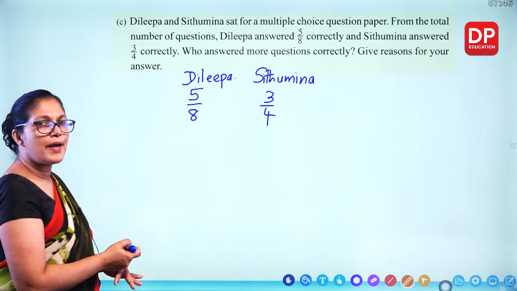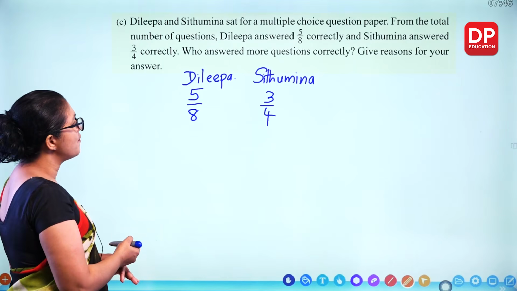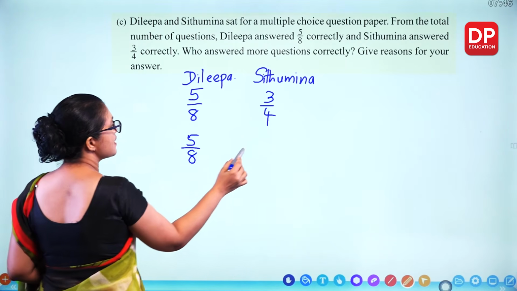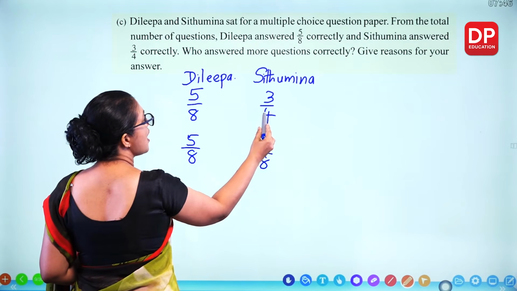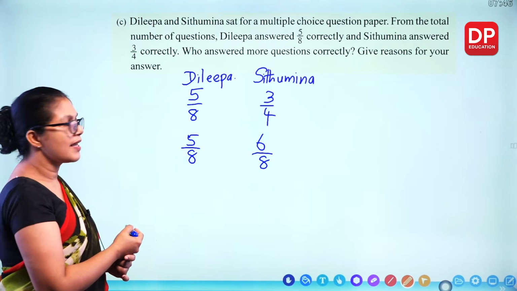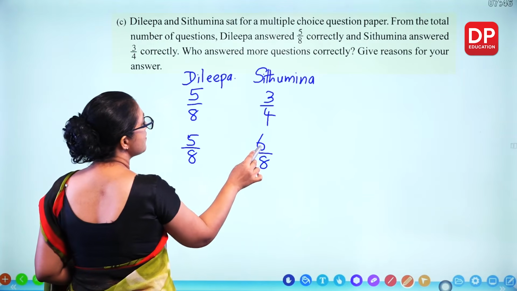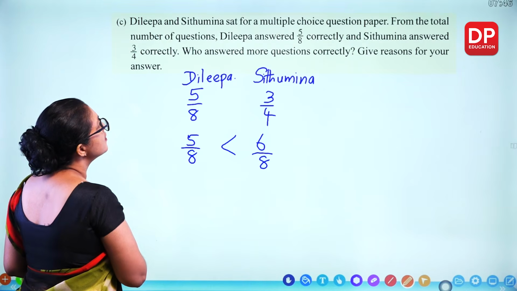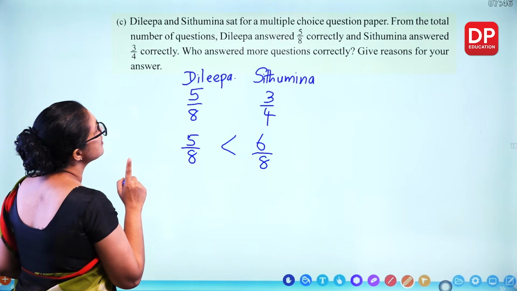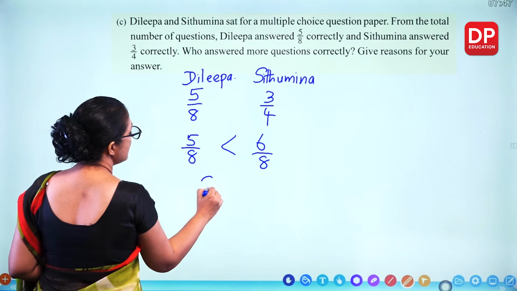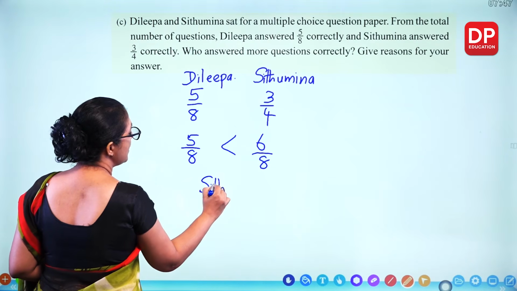So you can't compare now. Denominators are different. So we'll convert to the same denominator. That's 8. 2 times 4, 8. 2 times 3, 6. Now we can see this is greater. 6 is greater than 5. So who answered more questions correctly? Situmina.